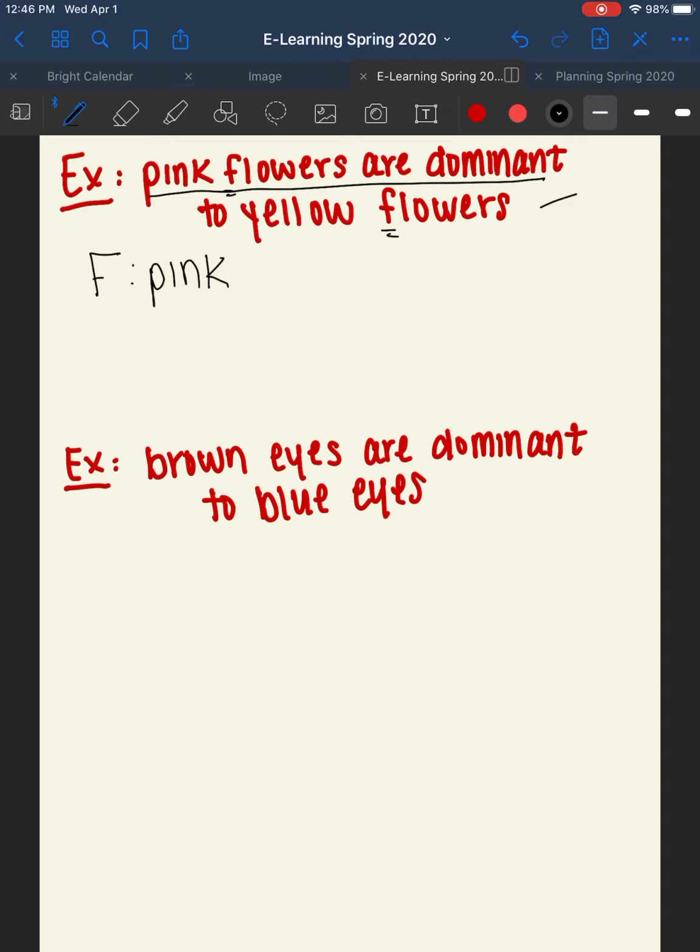And the same letter, do not change the letter, since both alleles need to have the same letter. So we're using F. That means yellow flowers are going to be recessive. So a lowercase f is going to represent your yellow flowers.